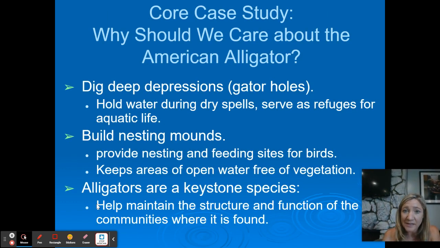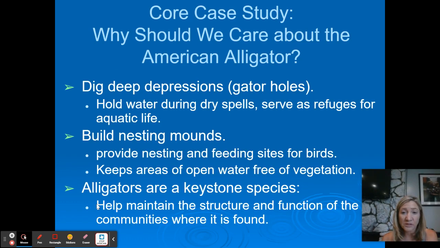And we'll end on a core case study, the American alligator. So humans are obviously scared of alligators. And so there was a big push to kind of get rid of the American alligators in the Florida area. But what we didn't realize is the importance of American alligators, actually keystone species. And here's why. So one of the things that they do is they dig deep depressions. We call them gator holes. And those holes fill with water. So when there are dry spells, that's a source of water for many species. It's a refuge for aquatic life when there are semi-drought conditions and things like that. And we didn't realize the importance of those gator holes having that water.